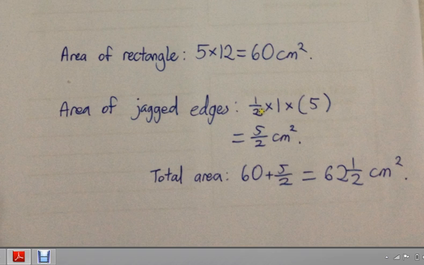So I can use the formula half times base times height. So half times the height, because all the heights of the triangles are equal, times the total sum of the bases, which adds up to 5 cm. So the area of all the jagged edges is simply half times 1 times 5, which gives us 5 over 2 square centimeters. Adding up the two areas, we get 60 plus 5 over 2, which is 62.5 square centimeters.